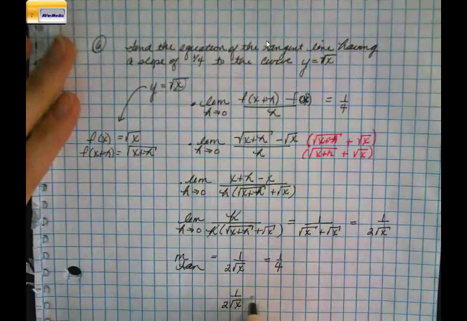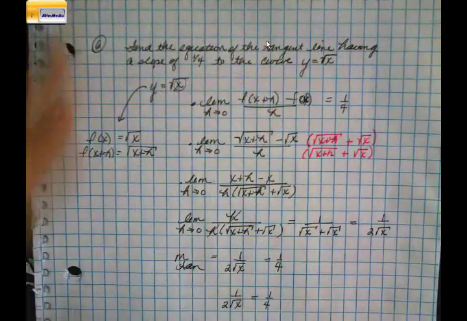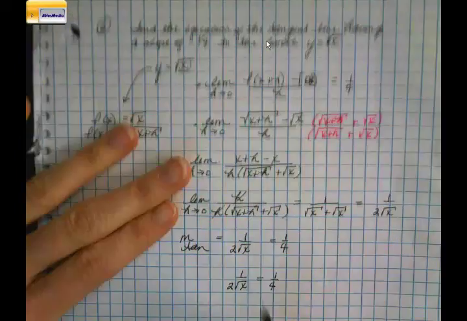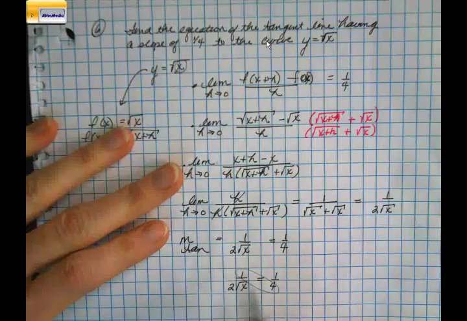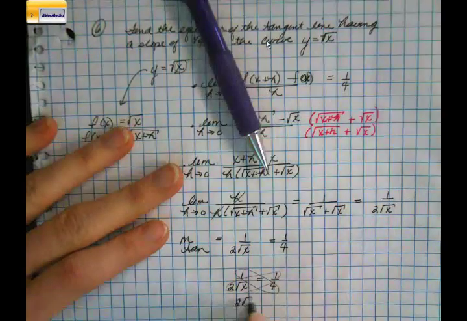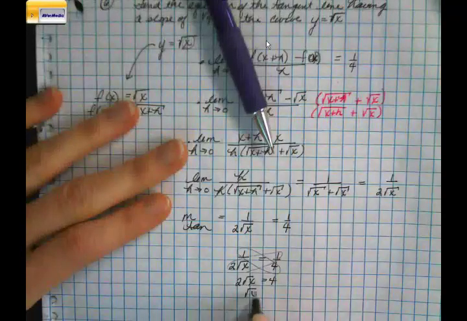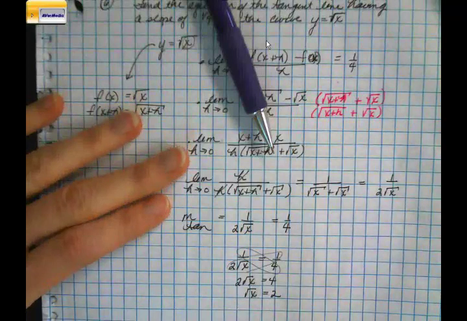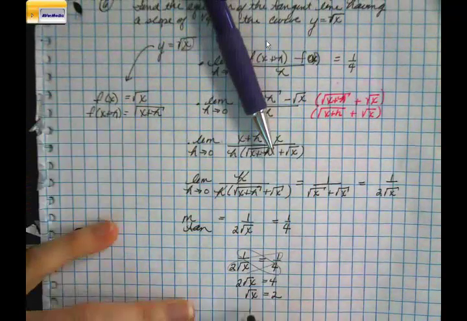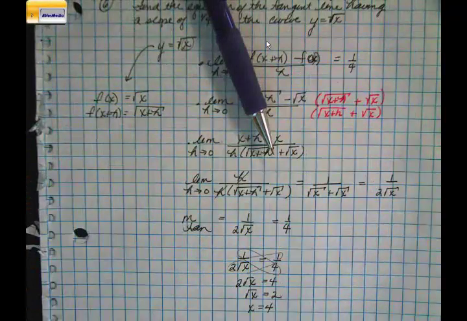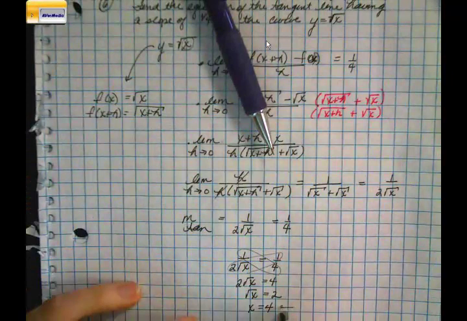Anybody know what to do with this equation? Cross multiply. When you cross multiply, just like a proportion, a ratio equaling a ratio, you're going to get 2 square root of x equaling 4. You divide both sides by 2, and the square root of x will equal 2. Then you square both sides, and x will equal 2 squared, which is 4.